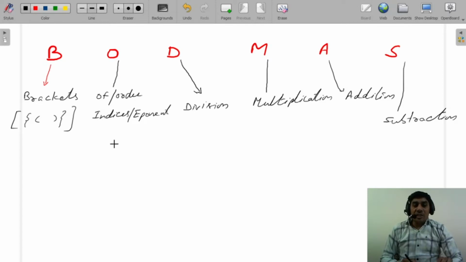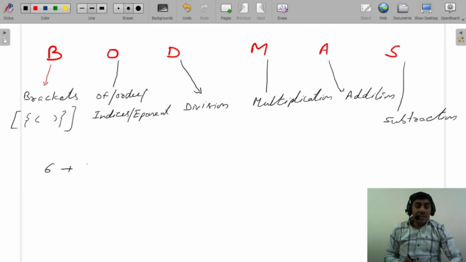In any simplification, if brackets appear first, then we solve the bracket, then of, order, indices or exponents, that means the power of the number, then division, we have to divide. After division we have to solve the multiplication. After multiplication we solve addition, and at last subtraction. Now we can solve a numerical using this BODMAS.